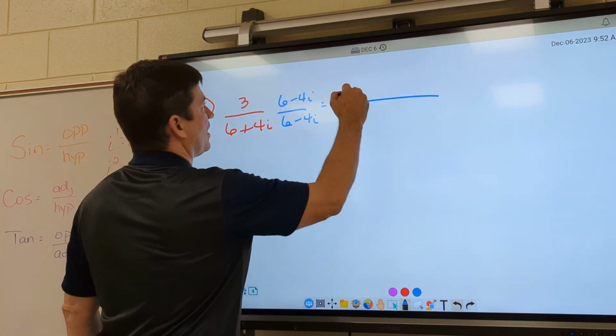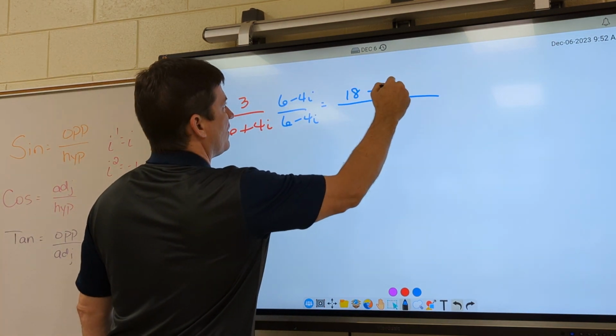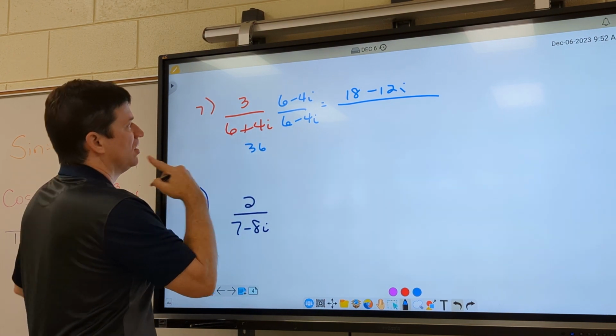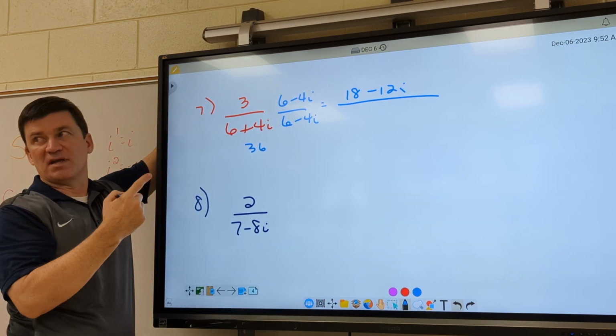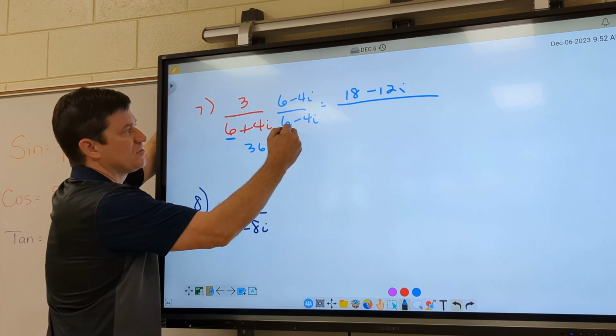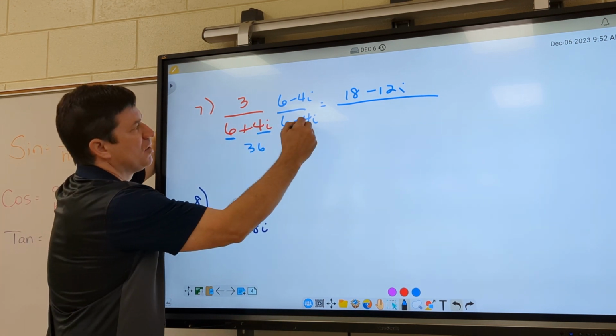All right, so on the top, I got 18. I got minus 12i. Top was easy. The bottom, I got 36. Now look, on the bottom, again, we know that the middle is going to cancel. You don't have to do all 4 steps on the full. Just times the numbers in the front and the numbers in the back.